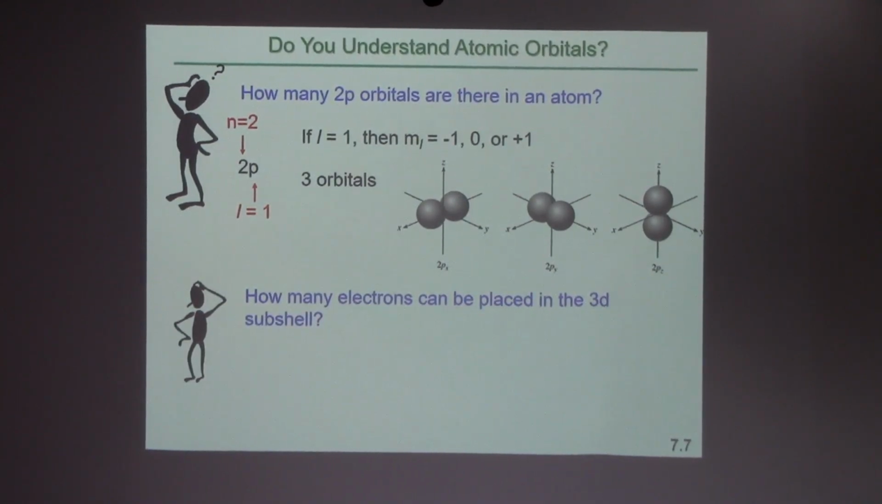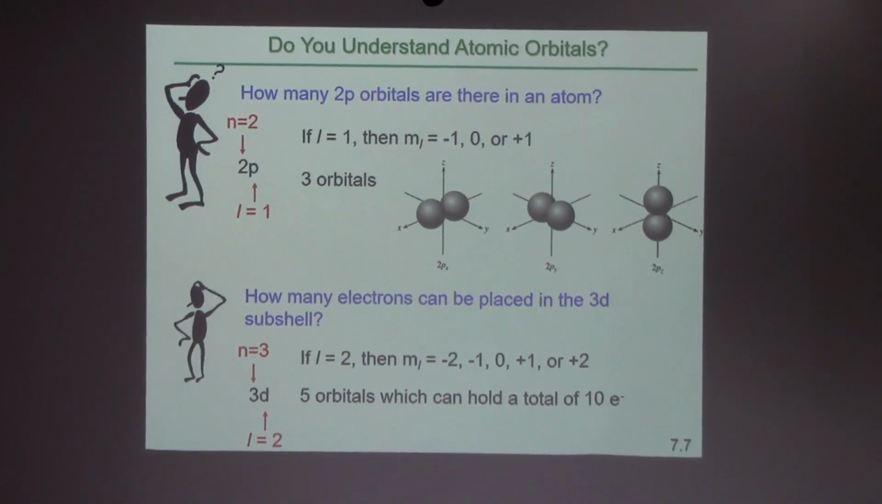How many electrons can be placed in the 3d subshell? 3d means n equals 3. D means l equals 2. If l equals 2, the values of ml may be negative 2, negative 1, 0, plus 1, or plus 2. So how many orbitals do you have? 1, 2, 3, 4, 5. 5 orbitals. And we know that each orbital can hold a maximum of 2 electrons. Therefore, 2 times 5 gives us a maximum of 10 electrons.